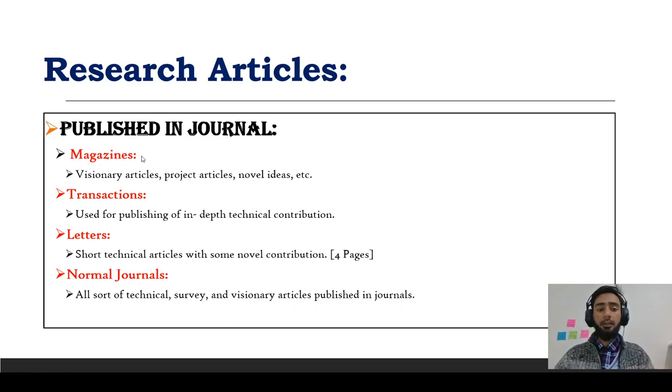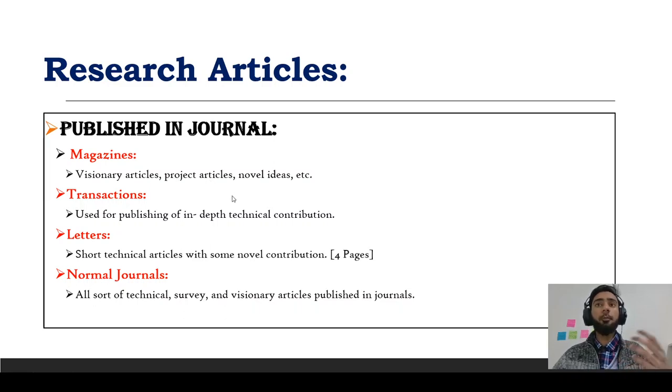They could be magazine articles. Magazine articles are not very long articles. They could be around 8 to 10 pages or even less, or sometimes even more. They discuss visionary ideas. Sometimes they do discuss projects, and even bachelor's or master's students can publish their final year projects or thesis projects within these magazine articles.